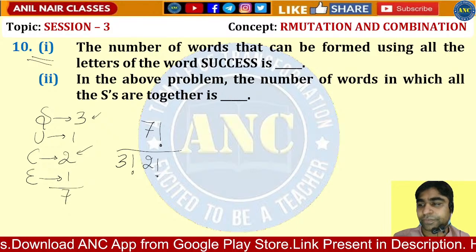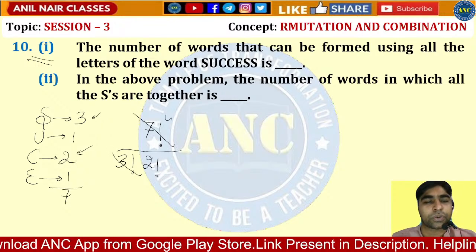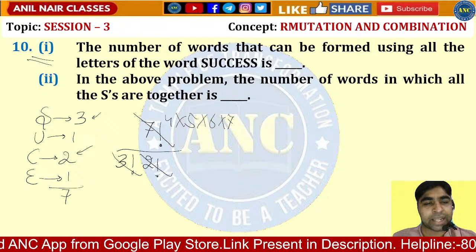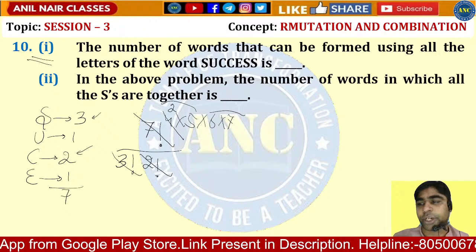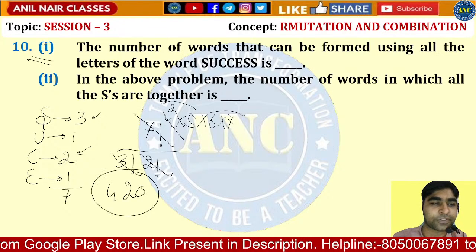Understanding my point? Okay, just solve it and get the answer. It would be 4 into 5 into 6 into 7, and this would anyways be 2 only. So 10, and 6 sevens are 42. So 42 into 10 would be 420. So 420 becomes the answer for the first part.